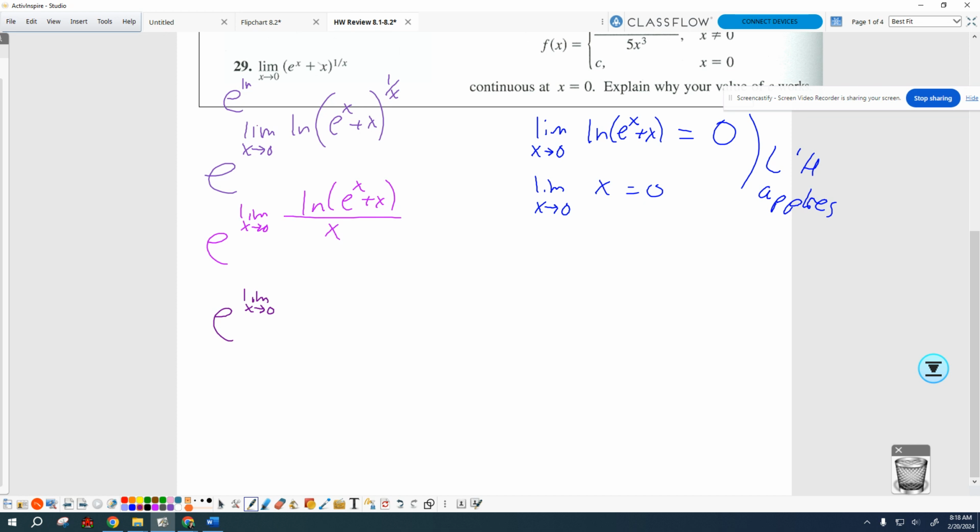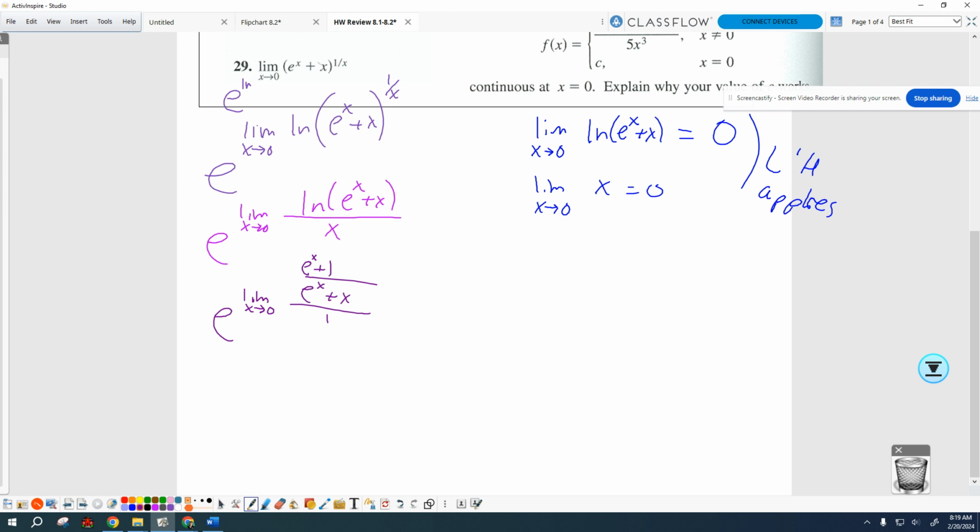Oh, sorry. So 1 over e to the x times x times e to the x plus 1. Oh yeah, because it's 1 over stuff times the derivative of stuff. The derivative of e to the x is e to the x. The derivative of x is 1. And then all of this over 1.